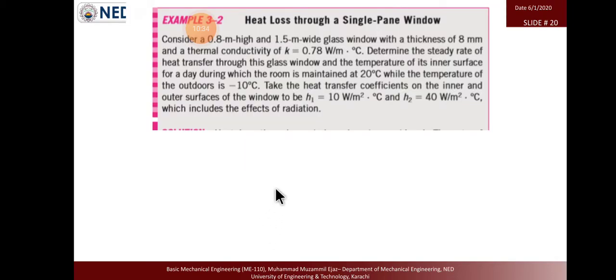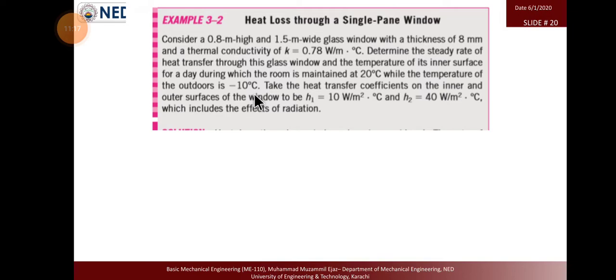Now we come towards a very simple numerical related to overall heat transfer, the overall resistance of walls and windows for different applications and problems. Example 3.2: consider a 0.8 meter high and 1.5 meter wide glass window with a thickness of 8 millimeters and a thermal conductivity of 0.78 watt per meter degree centigrade. Determine the steady rate of heat transfer through the glass window and the temperature of its inner surface for a day during which the room is maintained at 20 degrees centigrade while the temperature of the outdoors is -10.